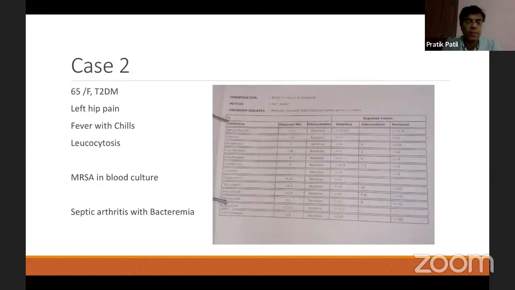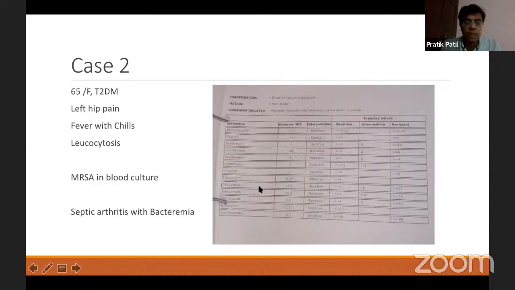Moving to the next case, this is a 65-year-old diabetic presented with fever with chills and left hip pain with leukocytosis. Again, this is possibly septic arthritis, and this is the blood culture, which is an MRSA. Now, in such situations, what we need to know is linezolid is sensitive, dapto is sensitive, teicoplanin is sensitive, and vancomycin is also sensitive. So which one to use among these? Or let us say even tigecycline, tetracyclines, and cotrimoxazole are sensitive.